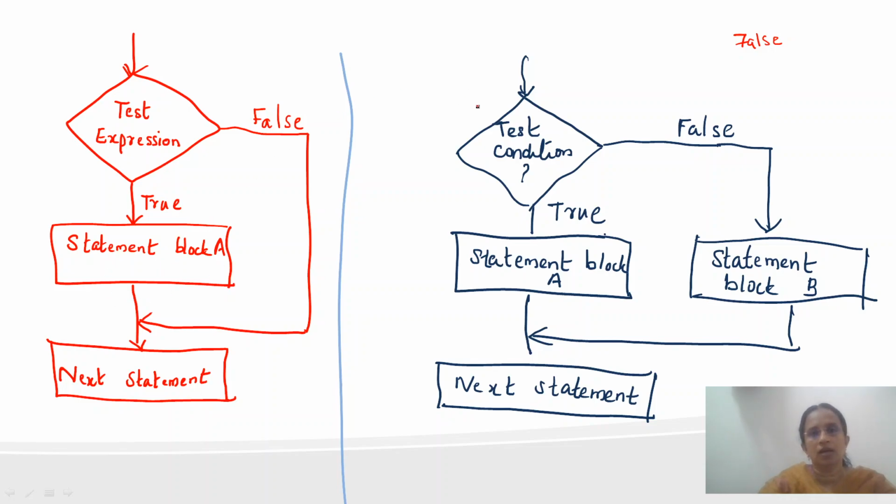Okay. Look at here. Here, if we test this condition, if it is true, statement block A will be executed. Otherwise, statement block B will be executed. We are giving two different sets of statements based on the condition. If this condition is true, this will be executed. Otherwise, this one will be executed. Anyway, we go to the next statement.